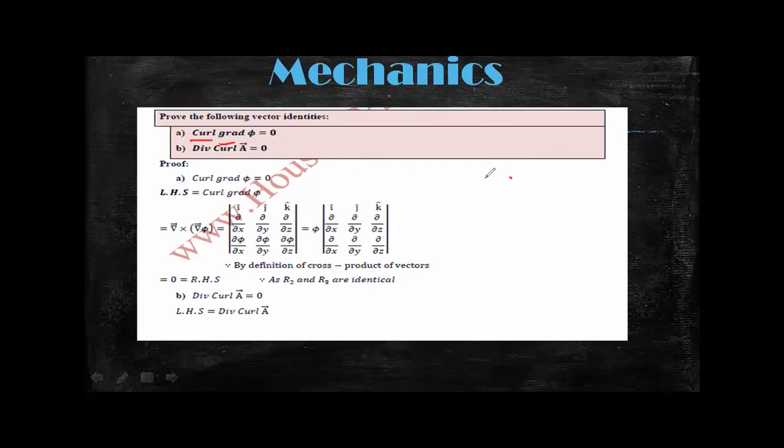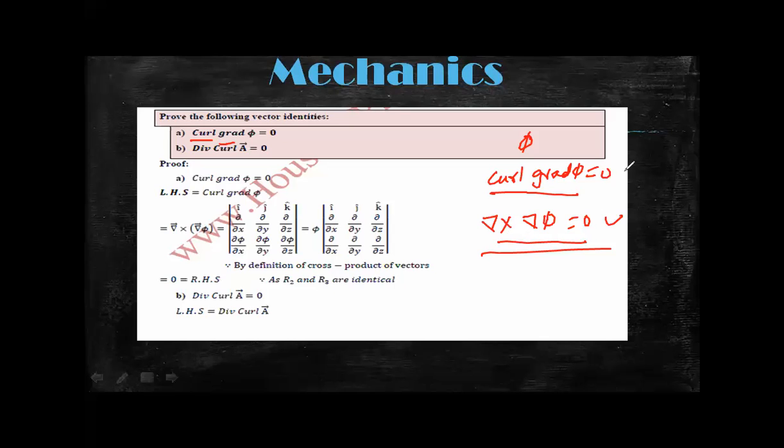So curl grad phi equal to 0, where phi is the function. Curl means this curl symbol, then grad phi, and you have to show this equals 0. Sometimes they ask like this, sometimes like this: they give this equation or that equation, but both are equal. So how do we prove this?